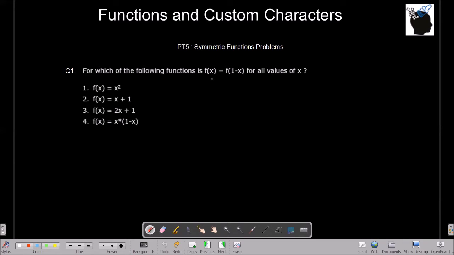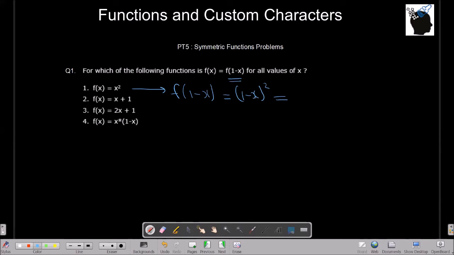So how we are going to solve this is we need to find out the value of f of 1 minus x for all of these functions and see for which of those functions f of x is equal to f of 1 minus x. Let's try the first one. So to find f of 1 minus x, we are going to replace x with 1 minus x to have 1 minus x whole square.